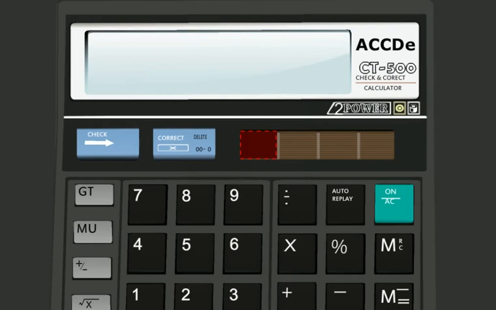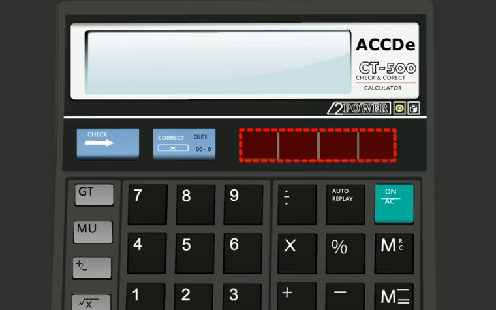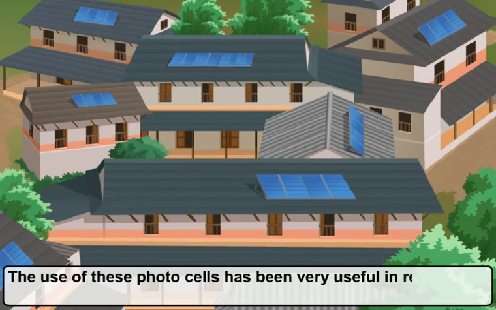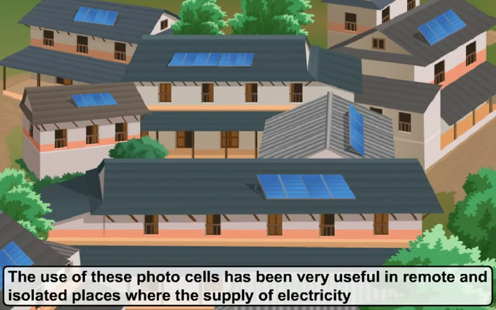So, in order to obtain a large amount of electricity, a number of photocells are joined in series. Students, a group of photocells joined in series is called a solar panel. The use of these photocells has been very useful in remote and isolated places, where the supply of electricity is not available.